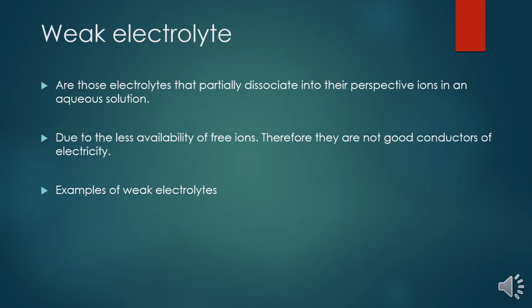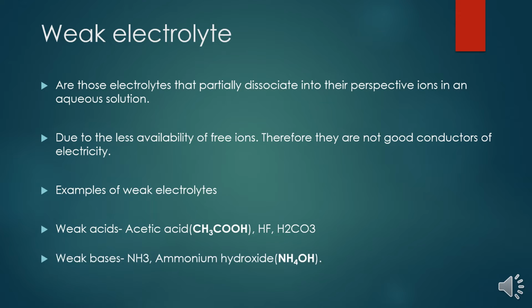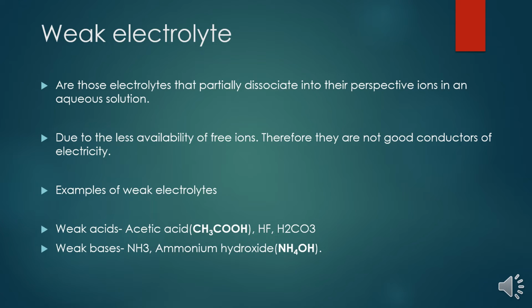Examples of weak electrolytes: weak acids such as acetic acid, hydrogen fluoride, and H2CO3. Weak bases are also weak electrolytes. Ammonia and ammonium hydroxide are examples of weak bases.